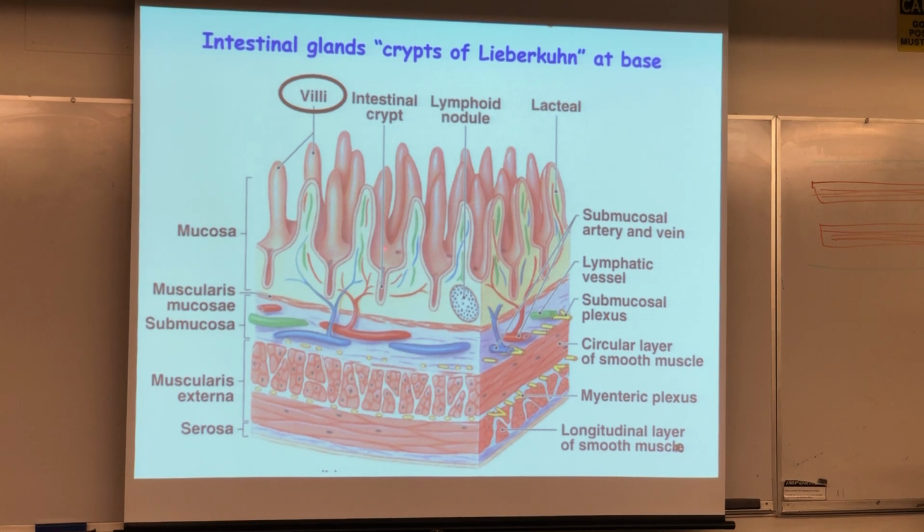And these pits create what are called the crypts of Lieberkühn. And in there are stem cells. There are stem cells at the base of these. And they get to do lots of mitosis to create lots of new epithelial cells. So as these guys get worn out, I get to replace them from the stem cells in the base of my intestinal glands.